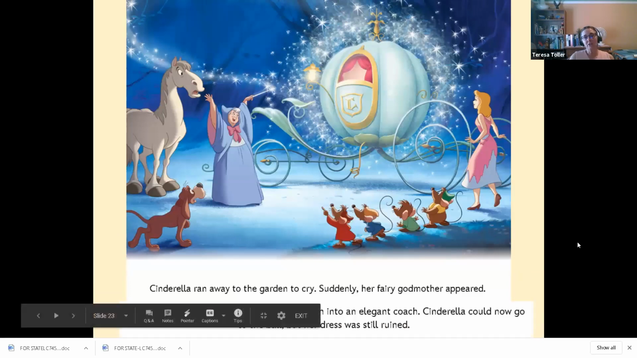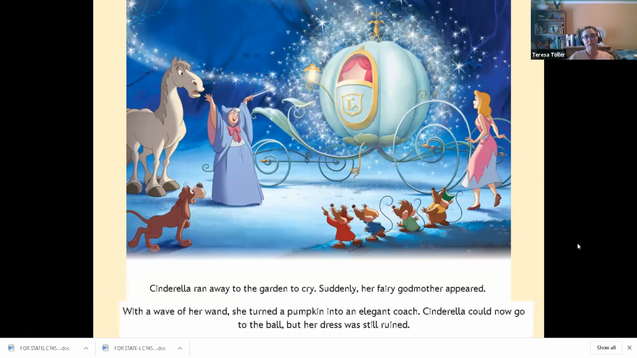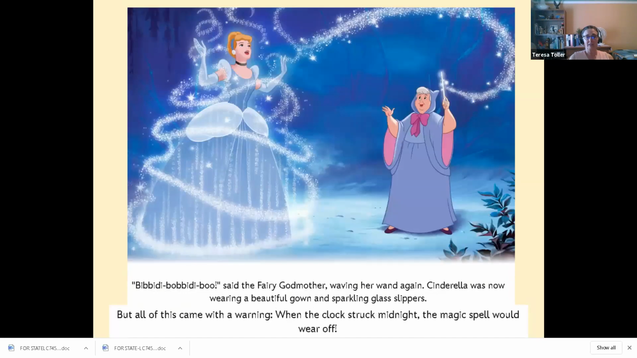Cinderella ran away to the garden to cry. Suddenly, her fairy godmother appeared. With a wave of her wand, she turned a pumpkin into an elegant coach. Cinderella could now go to the ball, but her dress was still ruined. "Bibbidi bobbidi boo," said the fairy godmother, waving her wand again. Cinderella was now wearing a beautiful gown and sparkling glass slippers. But all of this came with a warning. When the clock struck midnight, the magic spell would wear off.